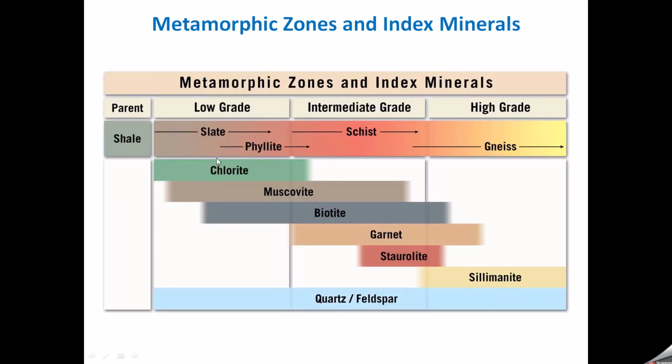So let's look at the metamorphic zones and index minerals. Here we have the parent rock, and here we have the metamorphic rock. The parent rock is a shale, and then low grade of metamorphism, intermediate, and then high. Low grade slate, phyllite, and then schist and gneiss. What minerals, what indicators? Index minerals, slate and phyllite. If we look here, we'll find it dominated by chlorite, muscovite, and biotite, with quartz and feldspar filling all these grades of metamorphism. And if we look at phyllite, we'll have more muscovite, more biotite, and less chlorite.